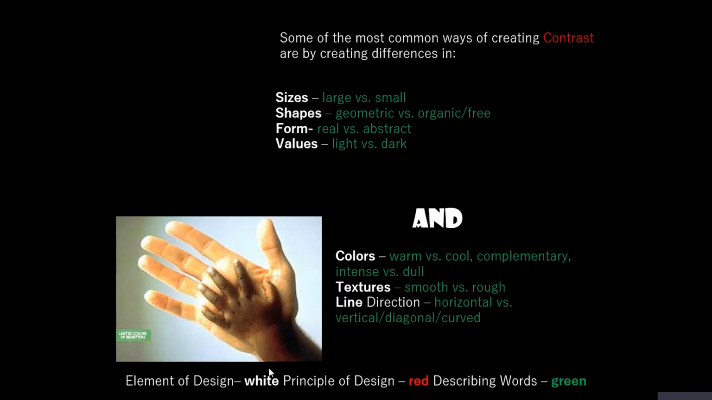Okay, next one is contrast and variety. It uses different types and sizes of lines, shapes, also spaces, textures, hues, and colors to bring interest to your design. We can create contrast in our sizes, like large versus small, like in the illustration with the hands of the father and the baby, the large and the small. Also the shapes, the forms, the values. We can also create contrast using the colors, the textures, and also the line direction.